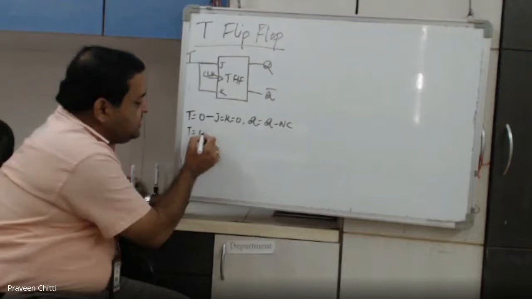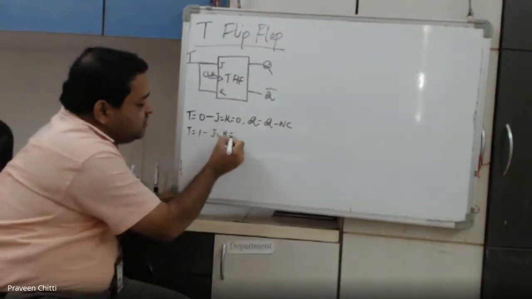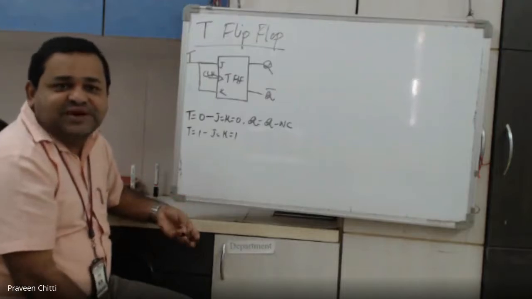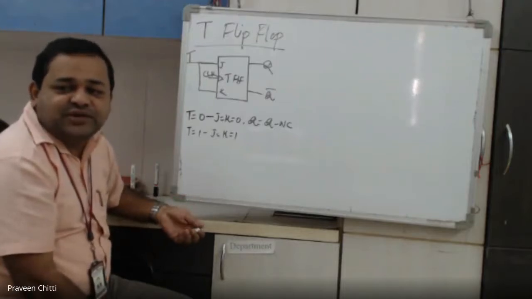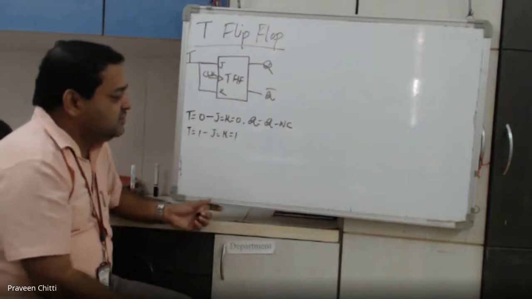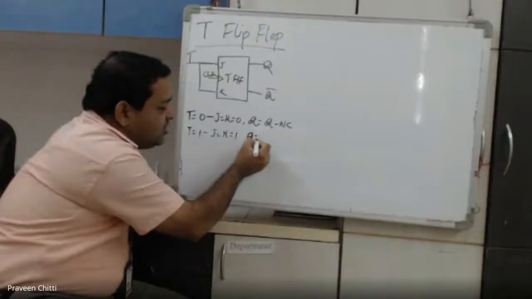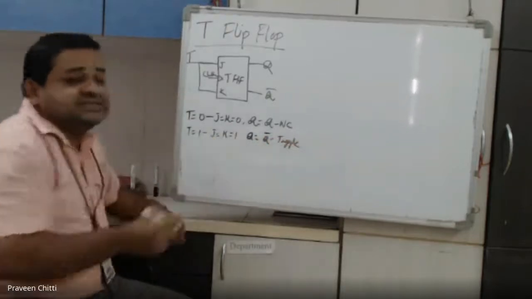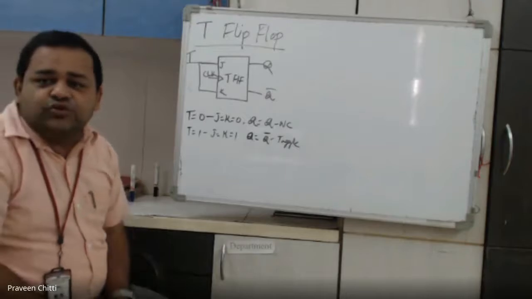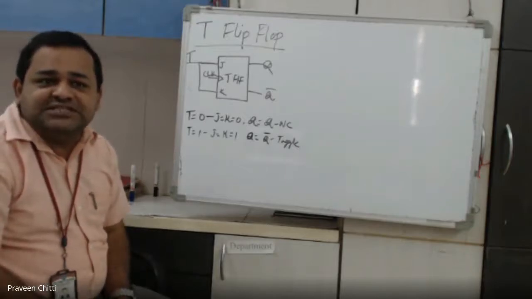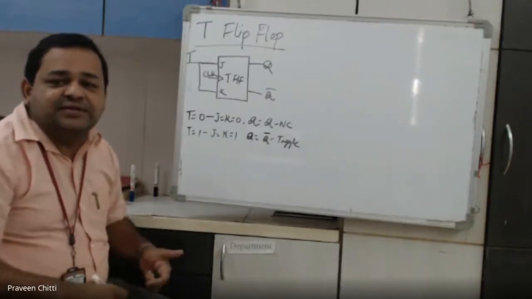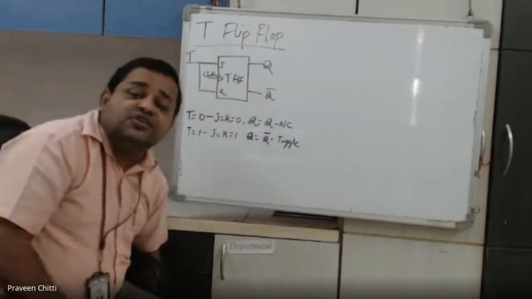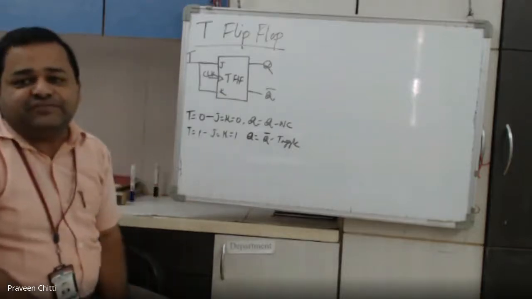Similarly, when we apply T equal to 1, we get both J equal to 1, K equal to 1. And what will be the output of the JK flip-flop if J equal to K equal to 1? Toggle. That means Q becomes Q bar and it toggles. So what you can see from this, when T is 0, the flip-flop remains in no change state, and when T is 1, the flip-flop toggles. That's why this particular flip-flop is called a toggle flip-flop or a T flip-flop.